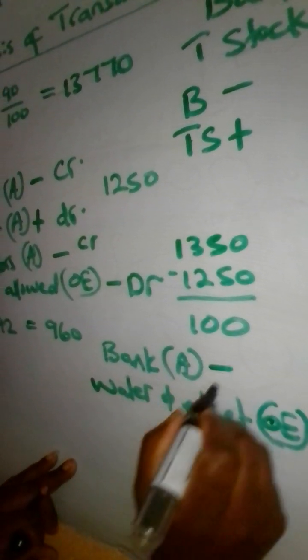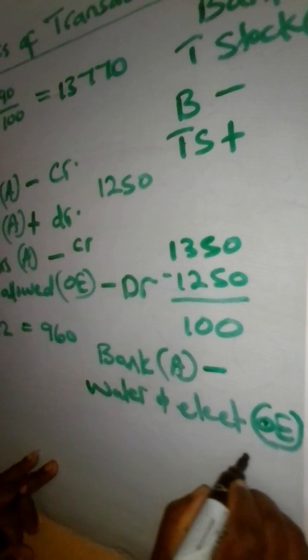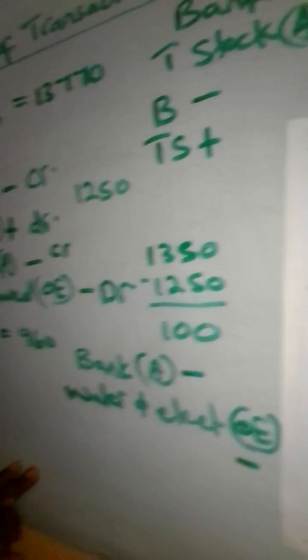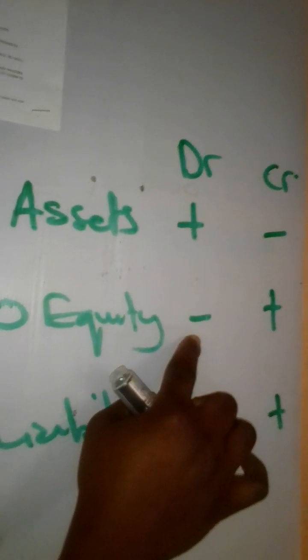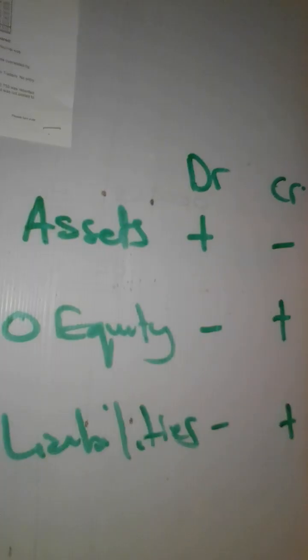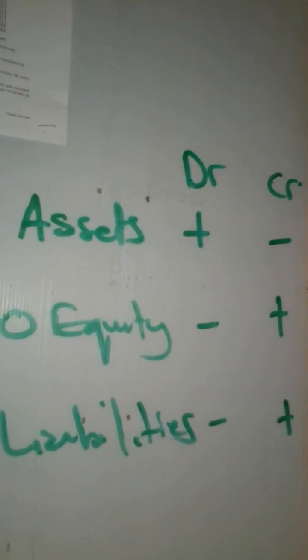What is happening to our bank? Because we paid, our bank is going down, and the owner's equity is also a minus. A minus on the owner's equity is debit, and a minus on the asset is credit. So we know what we are debiting and what we are crediting. We are going to credit bank, and then we debit water and electricity. The amount is 960. And the book, since it's a payment, is the CPJ.